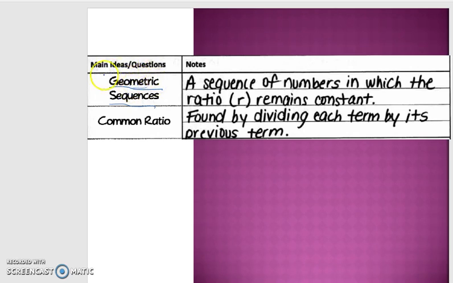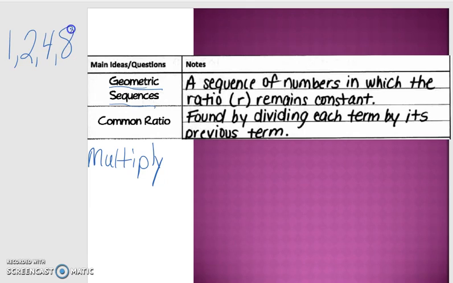When you're talking about a geometric sequence, we are going to be looking at what we are multiplying in order to find the next term. Okay, so let me give you just a simple example. Let's say we start with 1, we go to 2, 4, 8, 16, and my sequence could continue on. So this is a geometric sequence because each previous term is multiplied by 2 to find the next term.